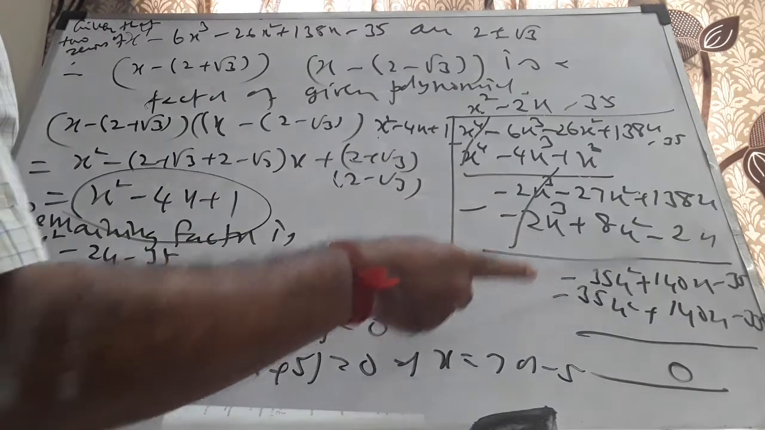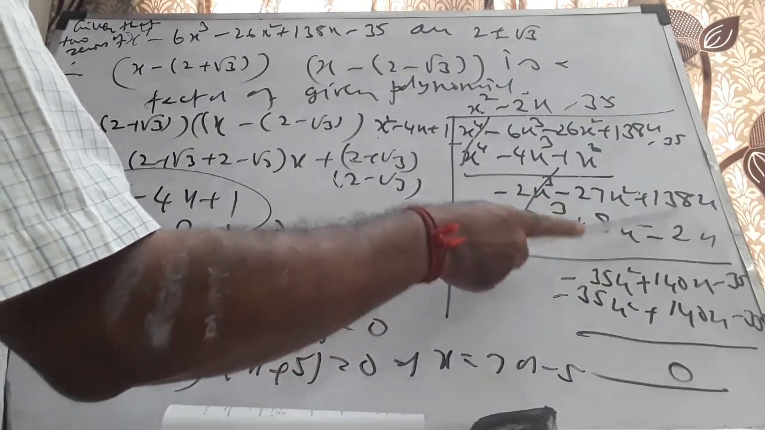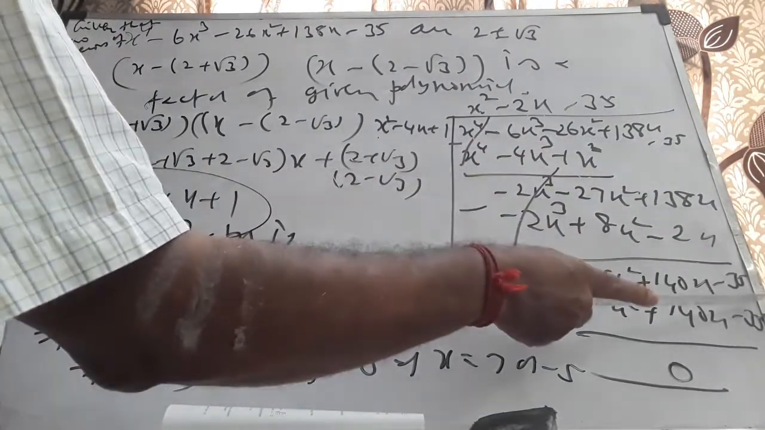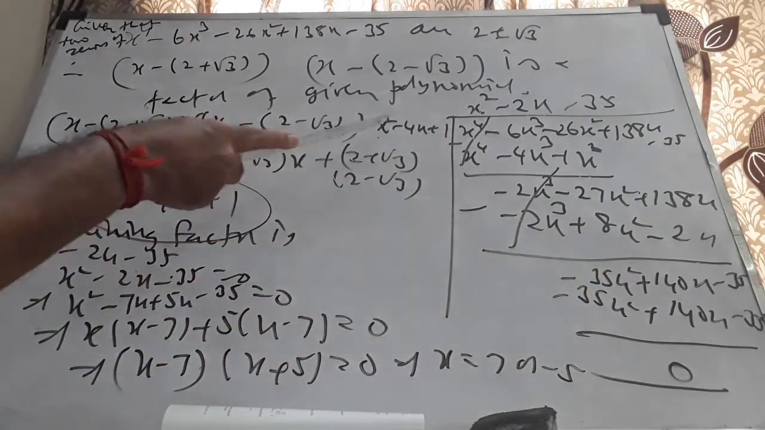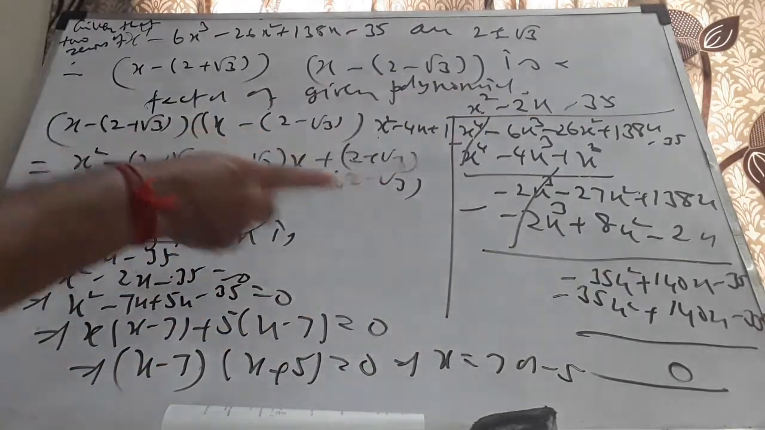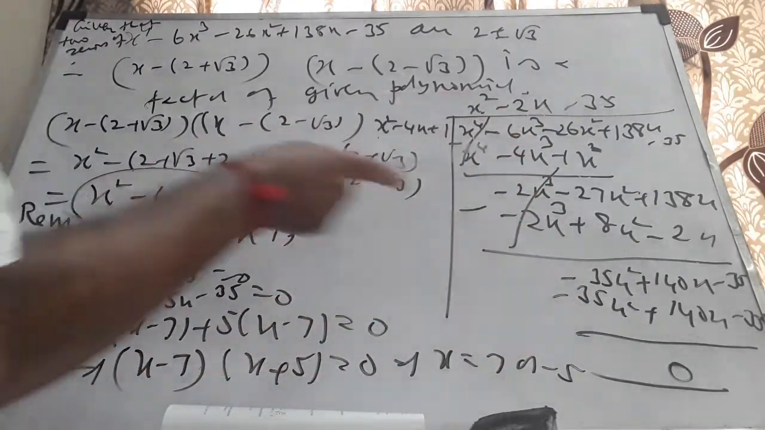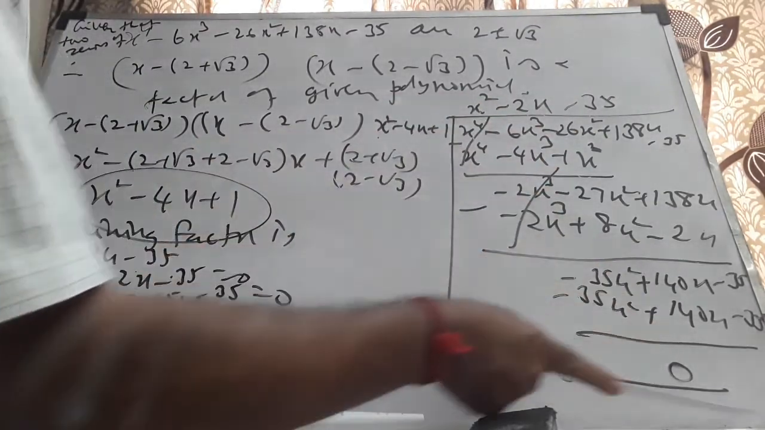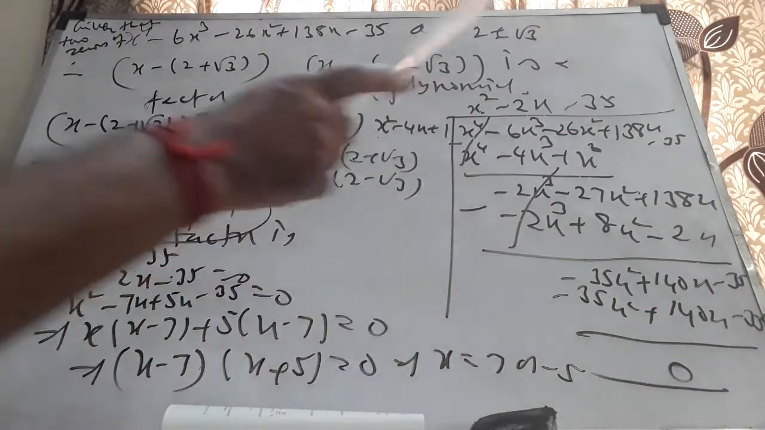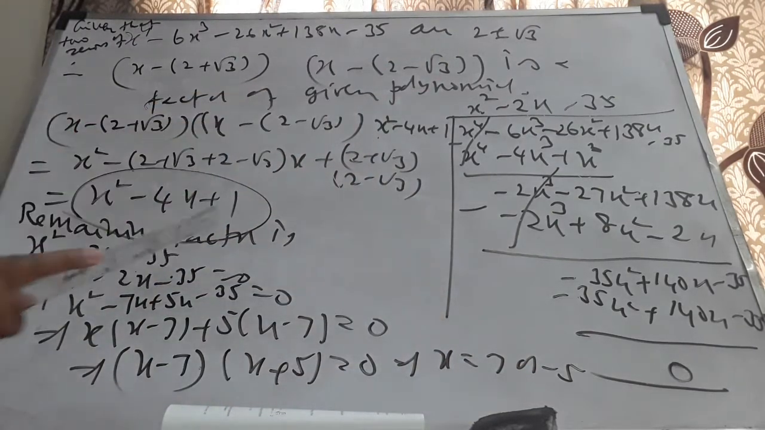Subtraction gives you minus 35x square plus 140x. Minus of minus 2 is plus 2. Minus 35 is brought down. Minus 35x square by x square is minus 35. Minus 35x square, 4 5s are 20, 12 plus 2, plus 140x minus 35. Everything goes off. Therefore, the remaining factor is x square minus 2x minus 35.